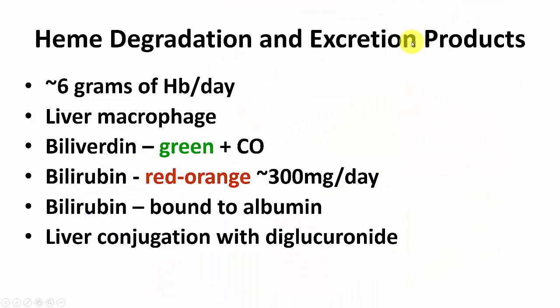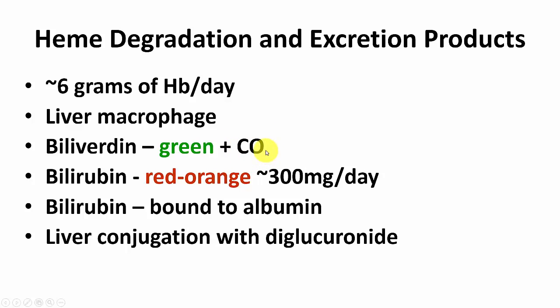Heme degradation and excretion products. Remember, we're making 6 grams of hemoglobin a day and we're turning it over, so they're being turned over rather rapidly. Liver and macrophage are mainly responsible for this, so when the red blood cells die, the macrophages phagocytize them, take them in, digest them away, and we make biliverdin first, that's green, and we make carbon monoxide. It's very little carbon monoxide. This is the only step in the body where we make carbon monoxide.